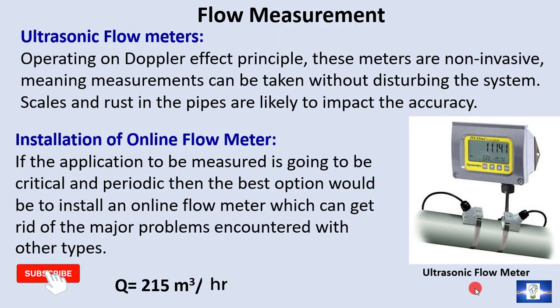Now coming to flow measurement. There is no online flow meter in each BFP. The flow meter is normally installed in the feed line. So an ultrasonic flow meter is used to measure the flow. The ultrasonic flow meter operates on the Doppler effect principle without disturbing the system. The main barrier of this system is scales and rust, which are likely to impact the accuracy.